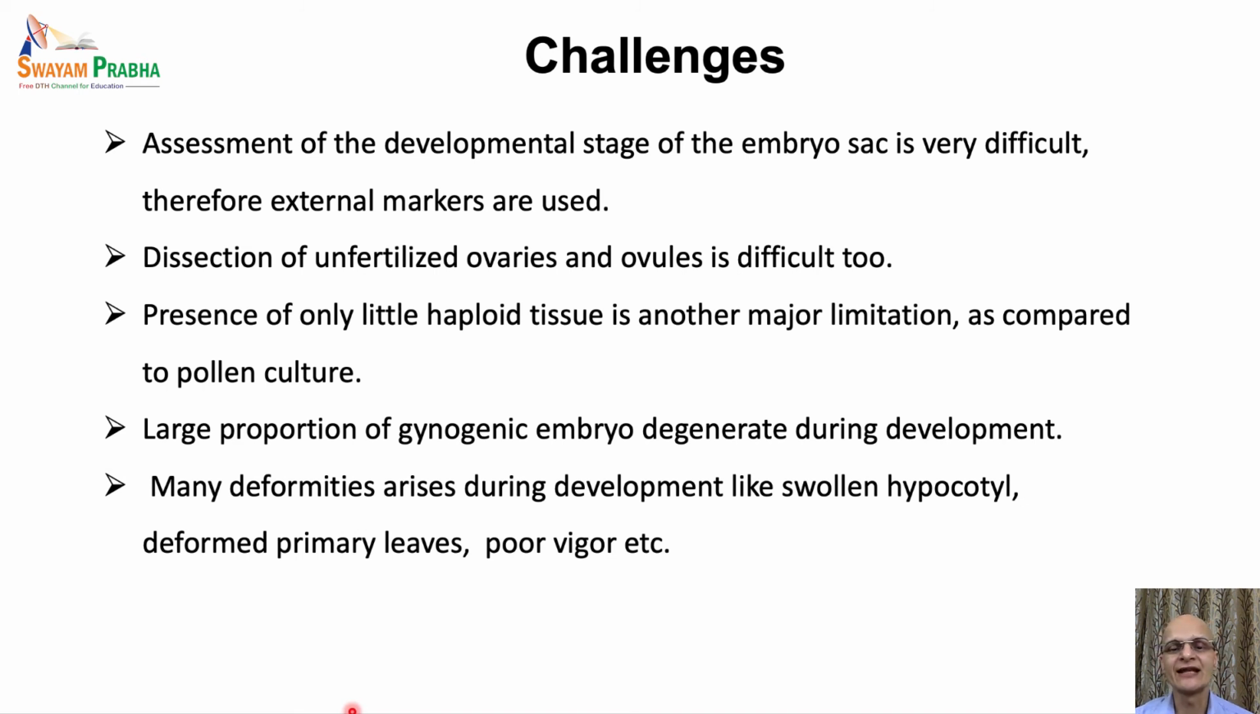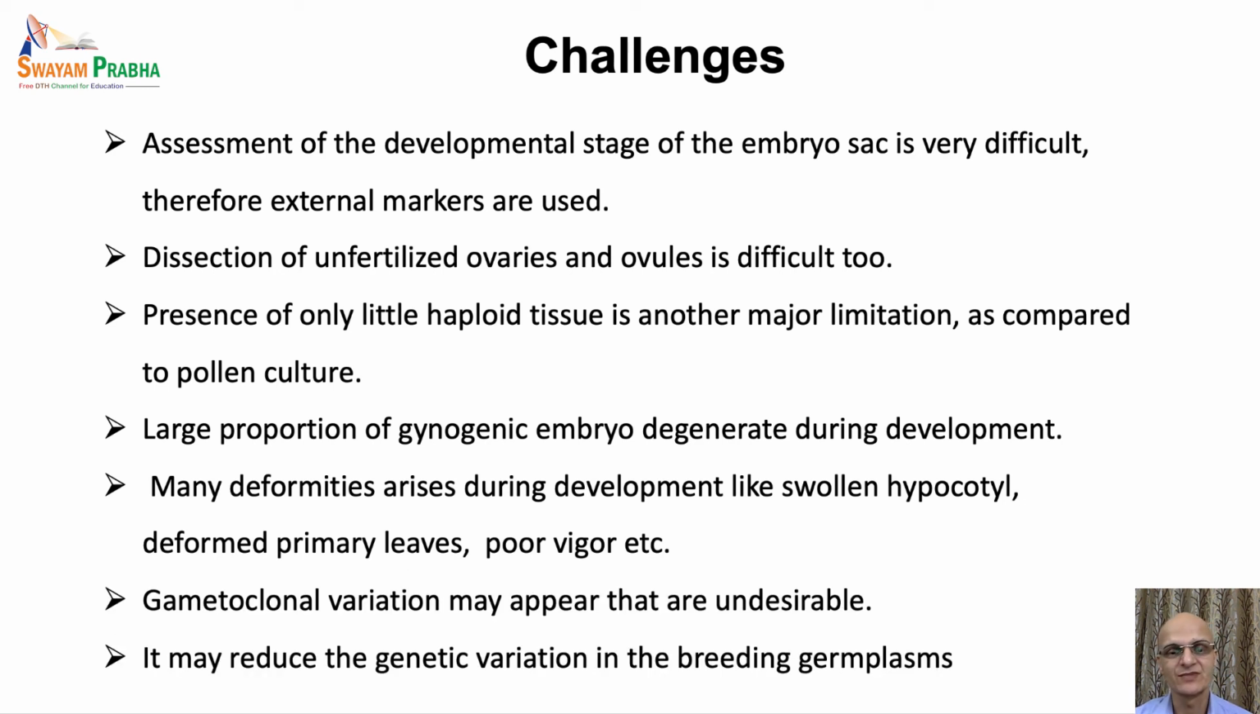During later development also, many deformities have been observed in the gynogenic plants, like swollen hypocotyls, deformed cotyledons or primary leaves, or poor vigor are the common ones. And only a few plants reach maturity which are healthy and without any deformities.